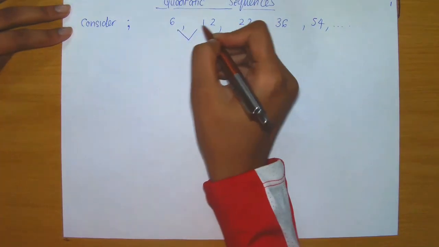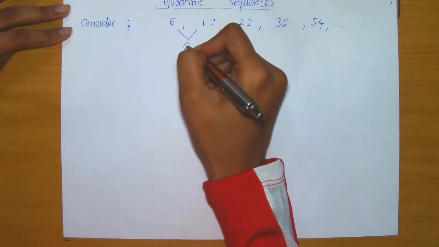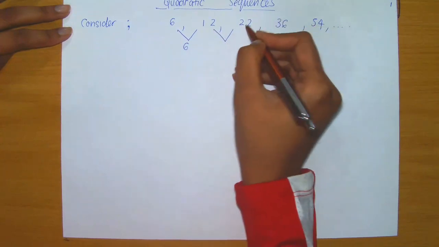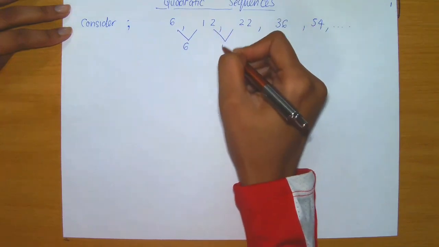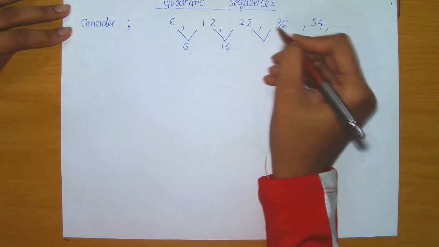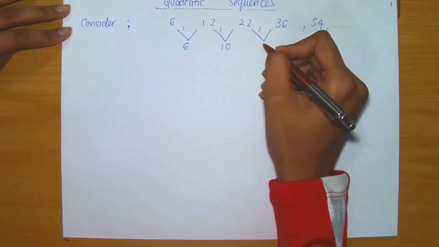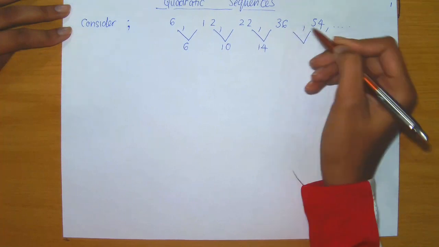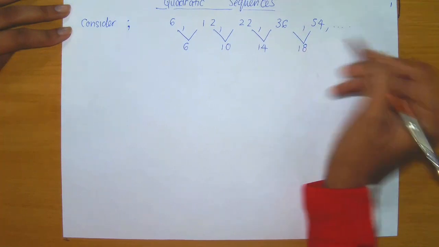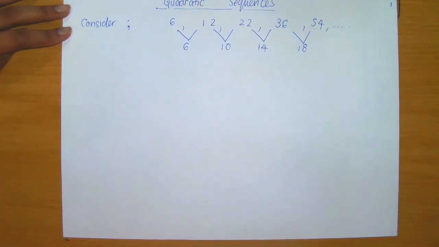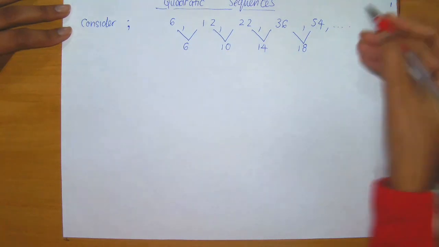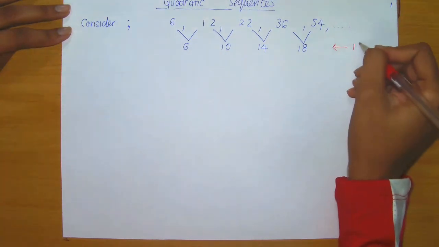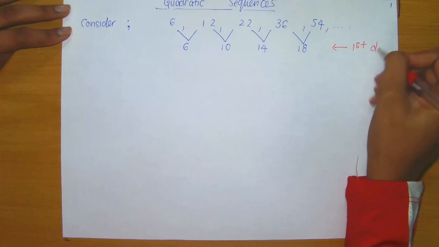So the difference between 12 and 6 is 6. 22 minus 12 is 10. 36 minus 22 is 14. 54 minus 36 is 18. So let's stop and let's now observe what has happened. We have computed the first difference for this sequence.